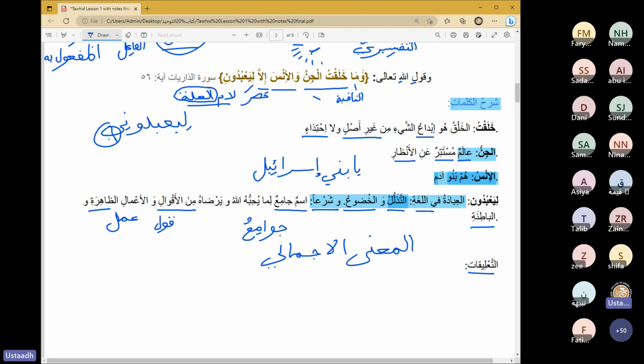So I think next time I'll add these to the notes. He says that it indicates the compulsory or the necessity of tawhid, which is singling Allah out with worship, because He did not create jinn and ins except for that reason.